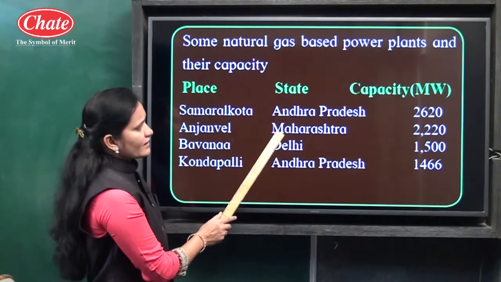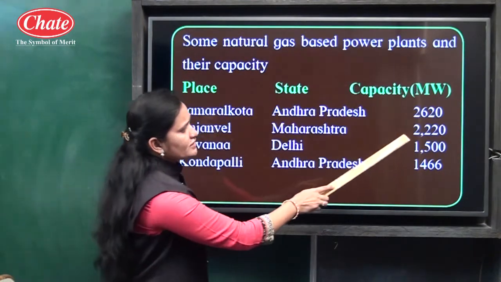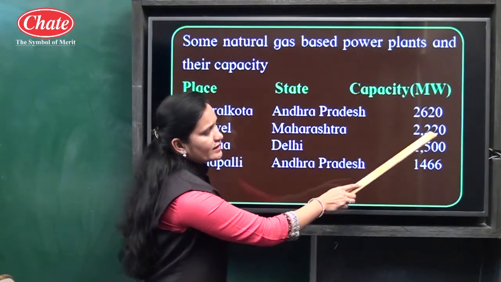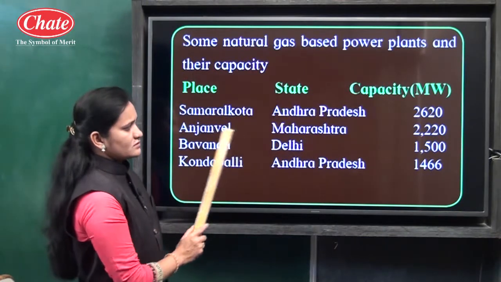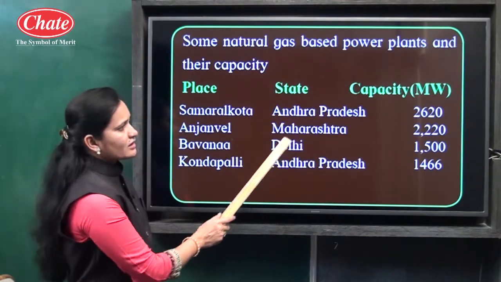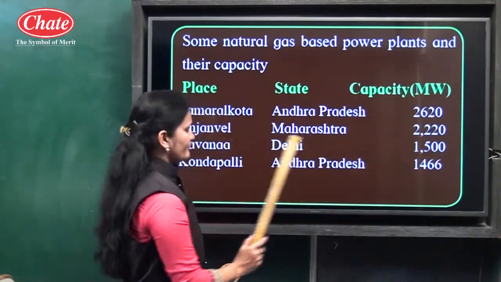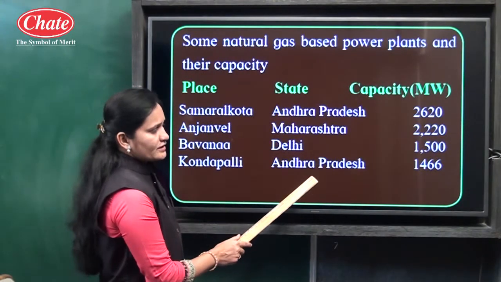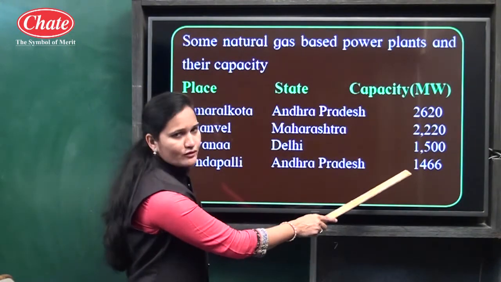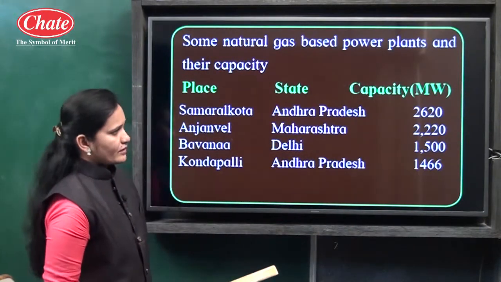After that, the second place is Anjanwel. In which state is this place? In Maharashtra. And the capacity of this power plant is 2220 megawatt. After that, Bawana, the state is Delhi, and the capacity of this power plant is 1500 megawatt. The next one is Kondapalli, the state is Andhra Pradesh, and the capacity of this power plant is 1466 megawatt.